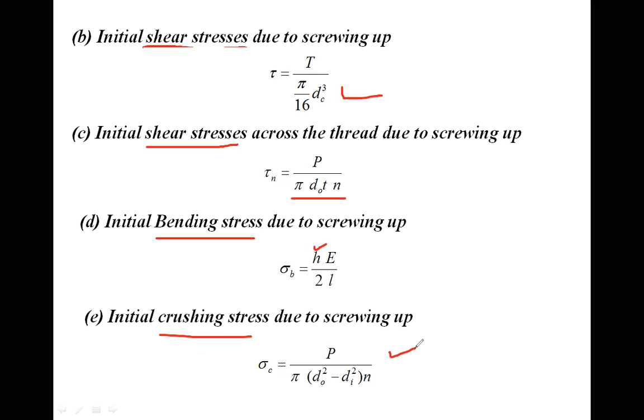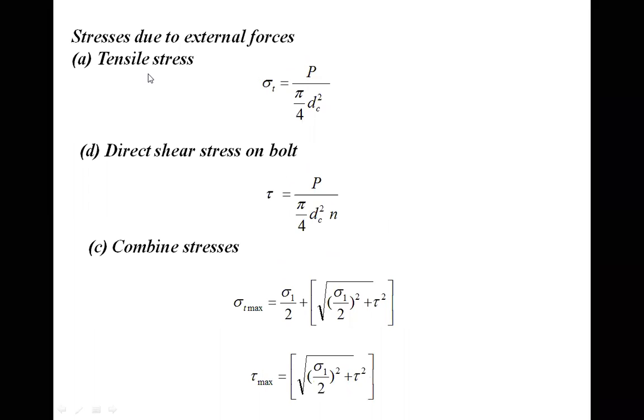So all these types of stresses are possible while screwing up. This is a repetition of different formulas that we have already studied in the power screw. That's why I have written only the formulation. So because of screwing up, because of the spanner, this many stresses are there. In addition to screwing up, there are stresses because of external forces also.